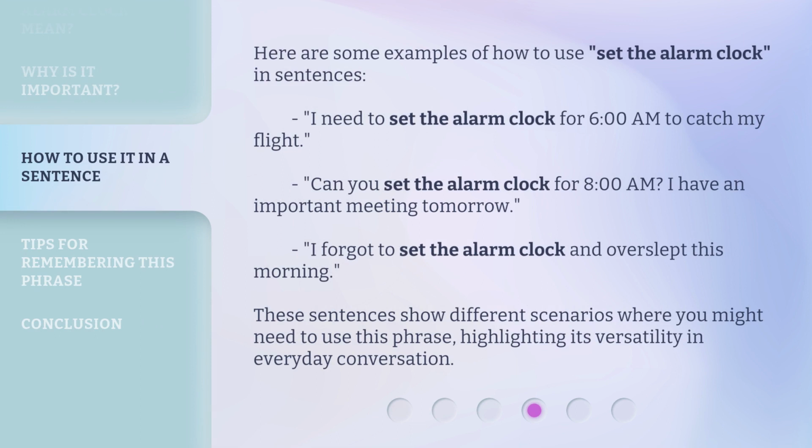Here are some examples of how to use set the alarm clock in sentences. I need to set the alarm clock for 6 a.m. to catch my flight. Can you set the alarm clock for 8 a.m.? I have an important meeting tomorrow. I forgot to set the alarm clock and overslept this morning. These sentences show different scenarios where you might need to use this phrase, highlighting its versatility in everyday conversation.